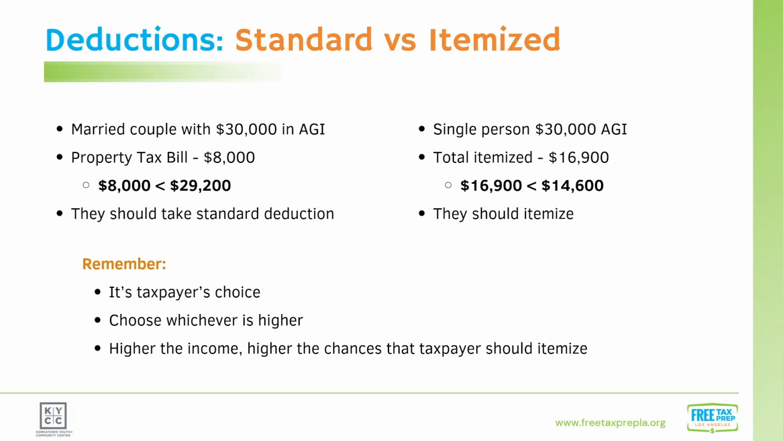When it comes to deductions, at the end of the day, it's a taxpayer's choice on which one they want to take, standard versus itemized. We can advise them to choose which one is higher because that'll help lower their total tax. And as a general rule of thumb, the higher the income, the higher the chances are that the taxpayer should itemize. Above, we have two different examples on when someone should take a standard deduction and when someone should take an itemized deduction. But again, generally, you would want to take the higher deduction because that will help lower your total tax.